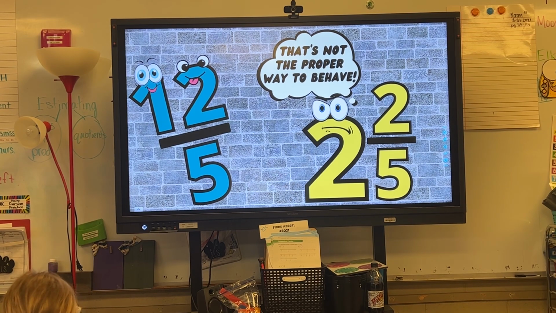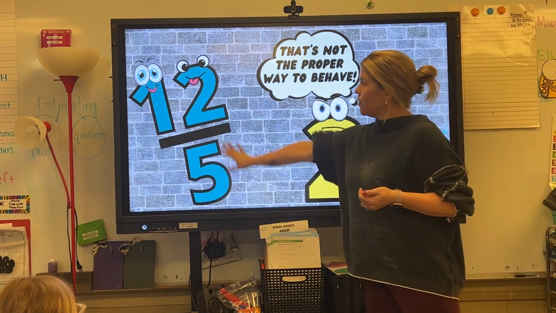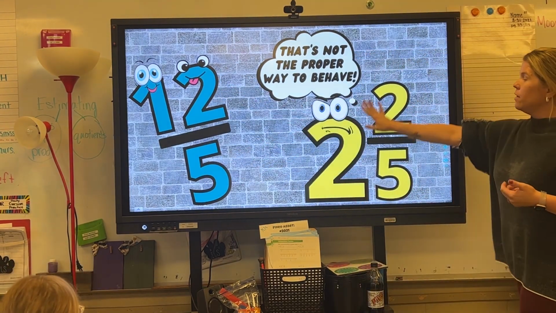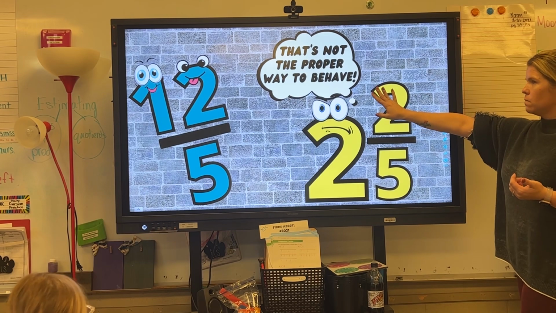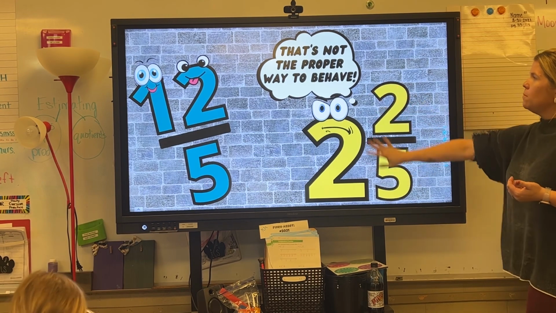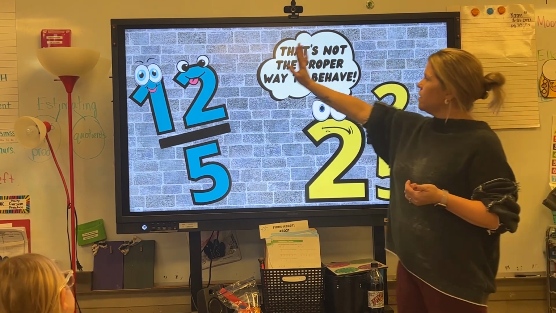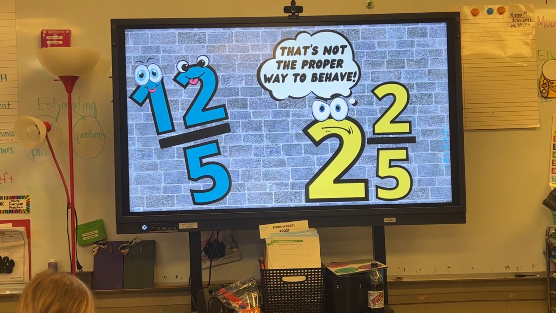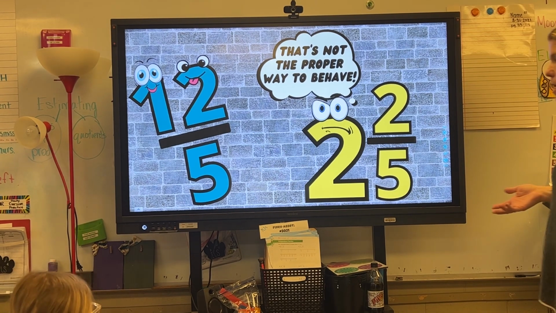Okay? All right. So is this one improper? Yes, ma'am, because the numerator is bigger. Now, what do I call this one? A mixed number. And the mixed number is telling the improper fraction that's not the proper way to behave. Now, you don't want to leave your fractions as improper, but for this lesson, since we're learning about improper fractions, we might have to leave them improper because that's what our papers want, right? Some of y'all are not with me.